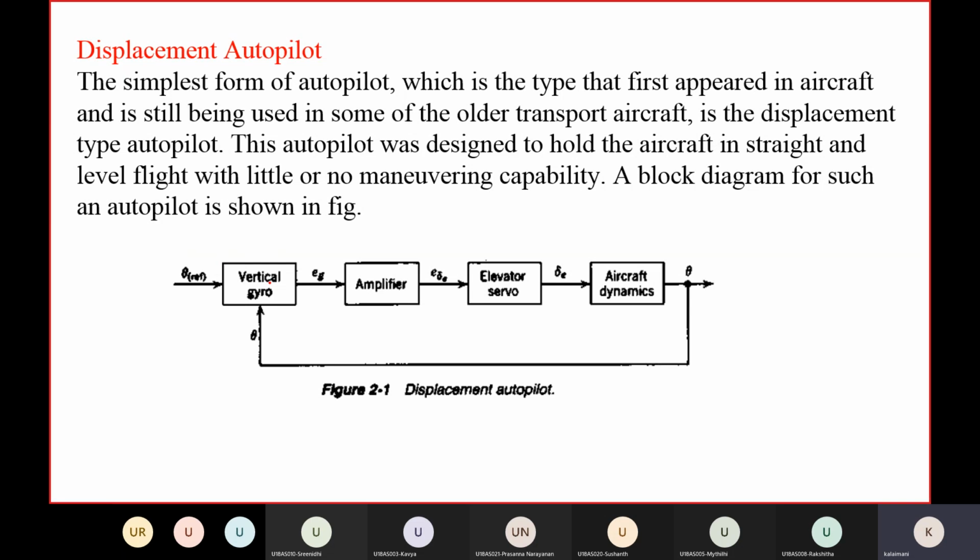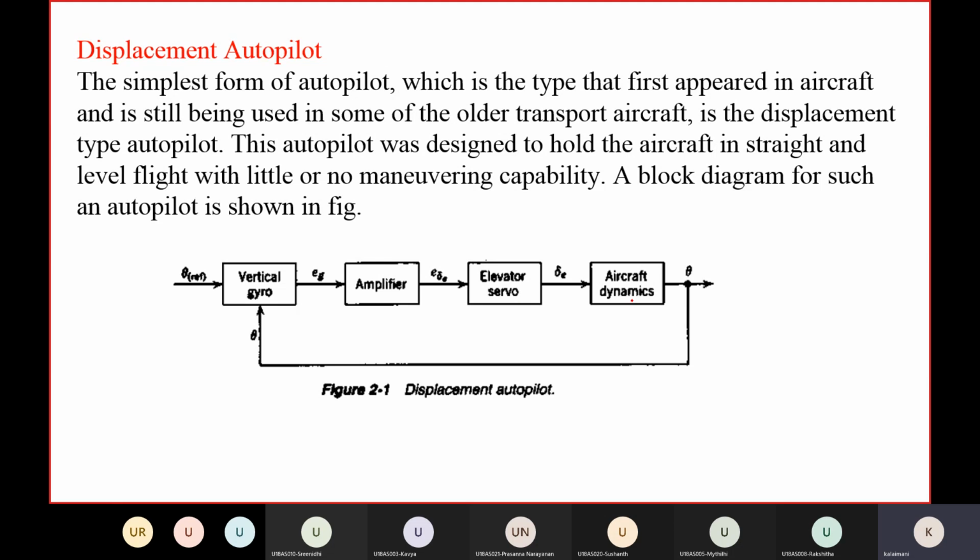This vertical gyro will, based on that, produce a voltage. This voltage, EG, is produced from the signal generated at the vertical gyro. Then this voltage is amplified and fed to the elevator servo. This elevator servo may be operated electromechanically or hydraulically. Then the elevator servo will initiate the action to deflect the elevator angle to compensate this pitch angle. Based on this, the aircraft dynamics will respond.